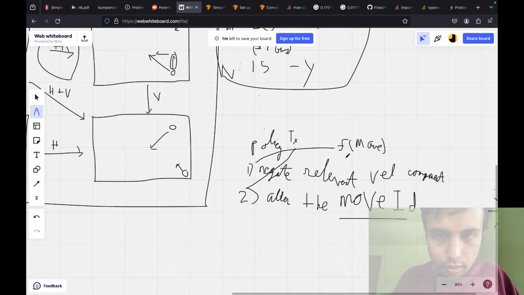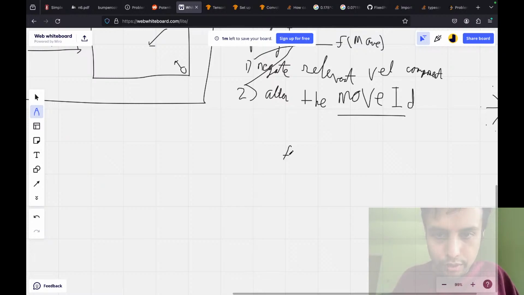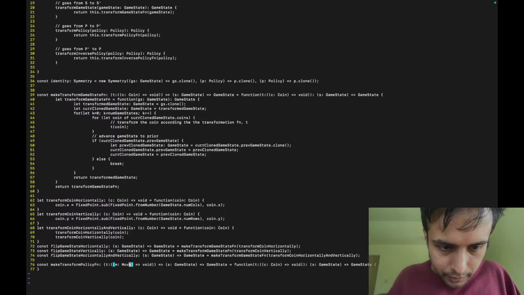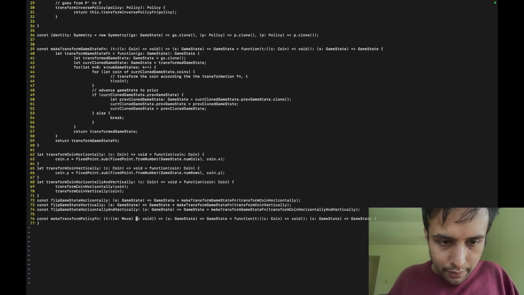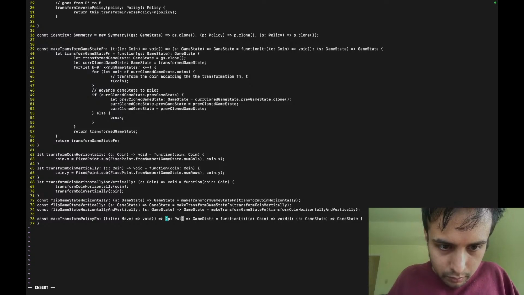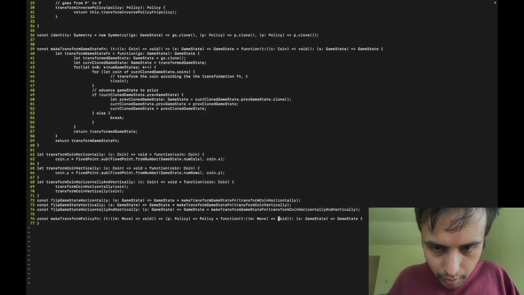So what's f h of move? We have to consider that. If we first do f of h, then f of v, and then f of h plus v, those are the three functions we're going to pass in. But for now, let's just work on the scaffolding, right? So we have the move, and it returns not a game state to game state, but a policy to policy, right? Policy to policy. And again, we have to do the same exact changes there. Move. And again, policy to policy.